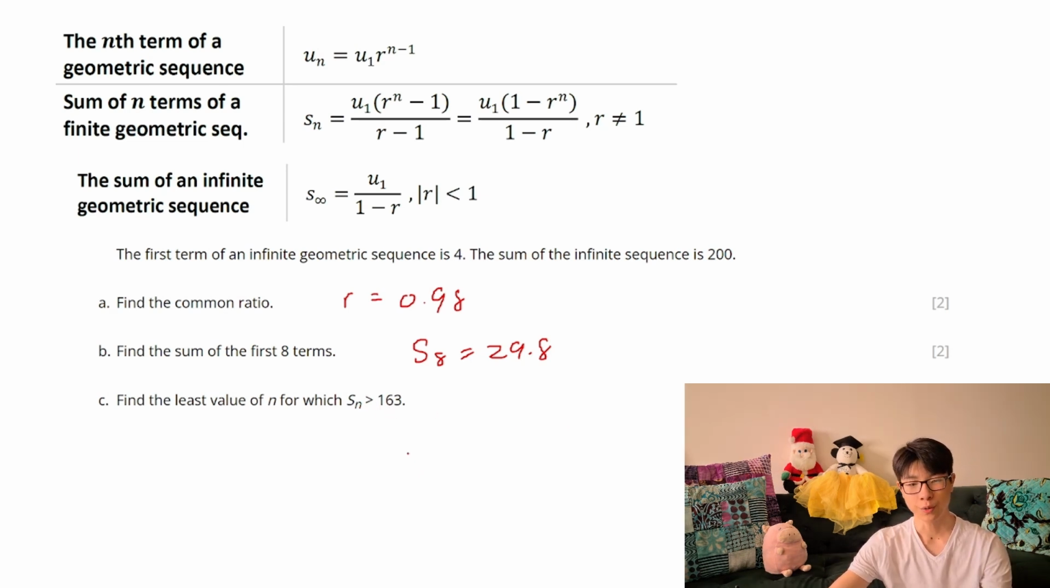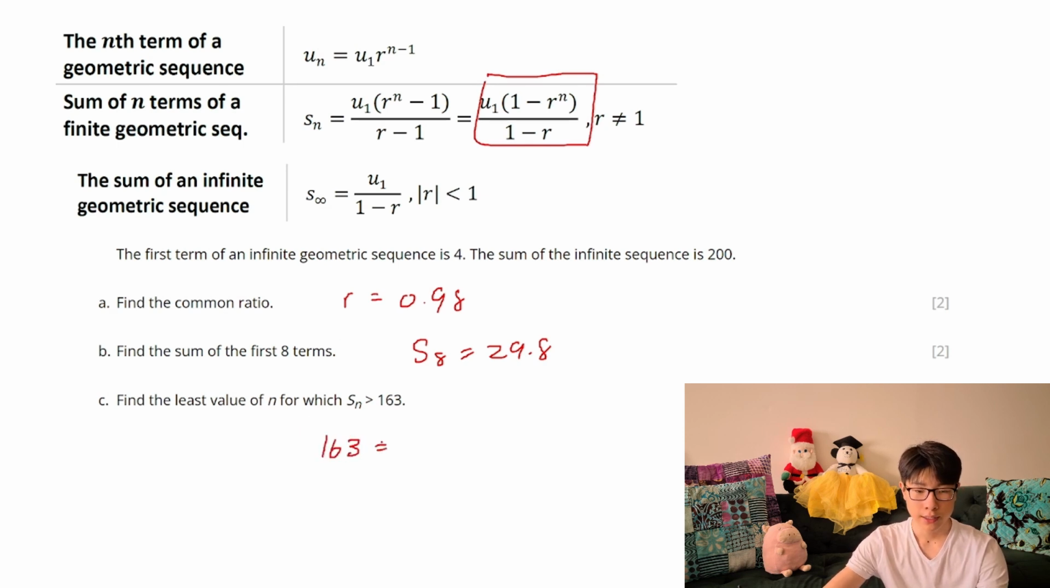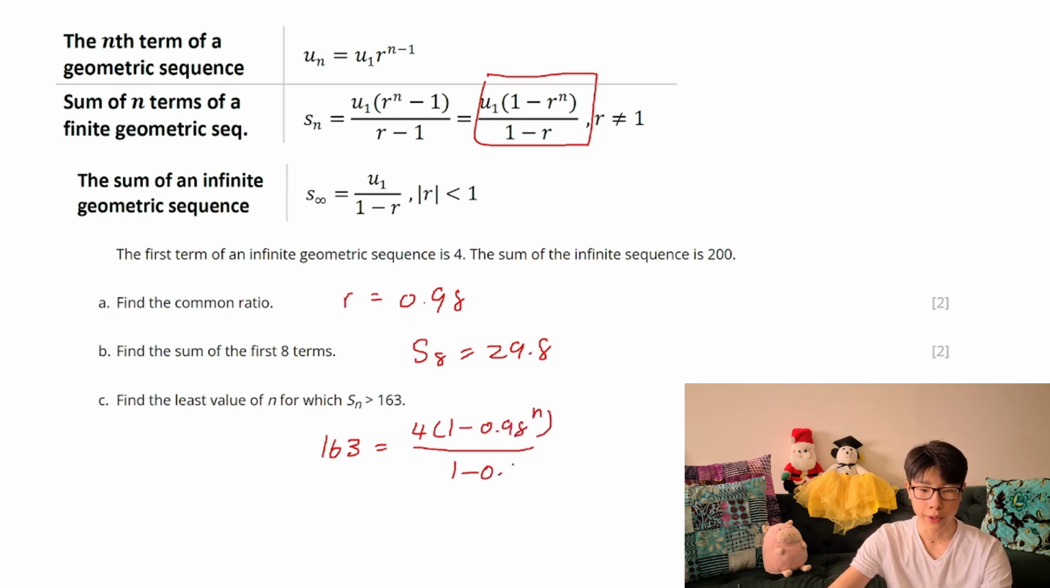So for this type of question, I like to set Sn equal to 163 first, because in these type of questions, this number doesn't actually need to be one of the terms in the sequence, and we'll find out more about that later. If we set Sn to be equal to 163 and use this equation, because r is less than 1, we get Sn, which is 163, equals u1 being 4, times 1 minus r, which is 0.98, to the power of n, on top of 1 minus 0.98.